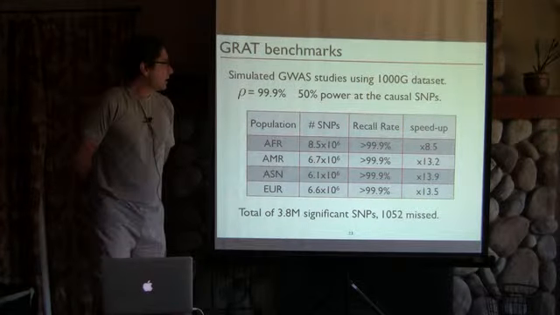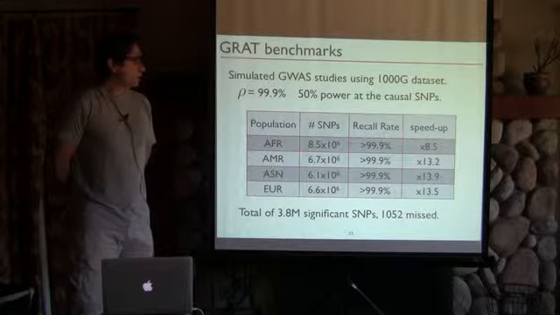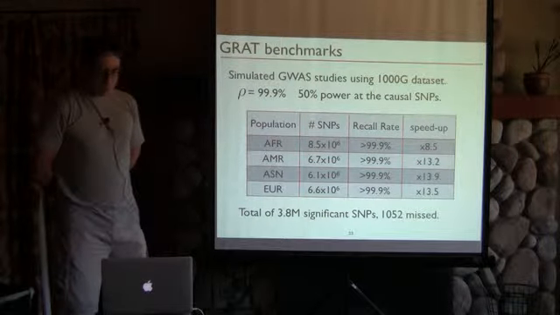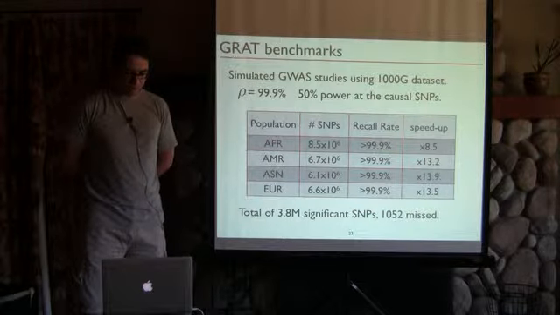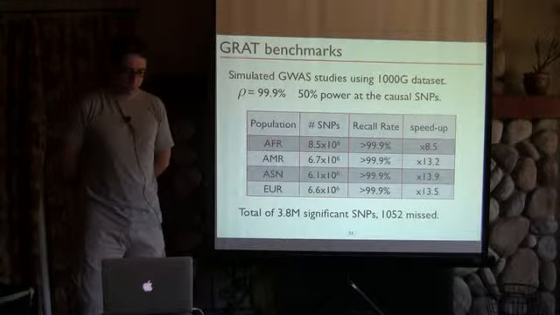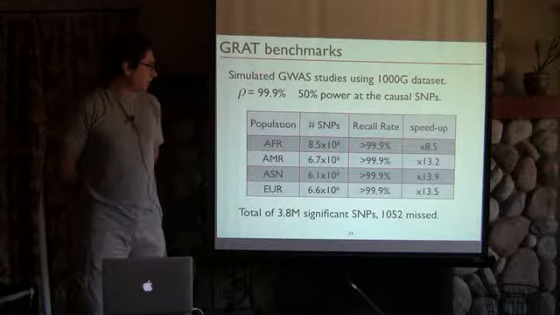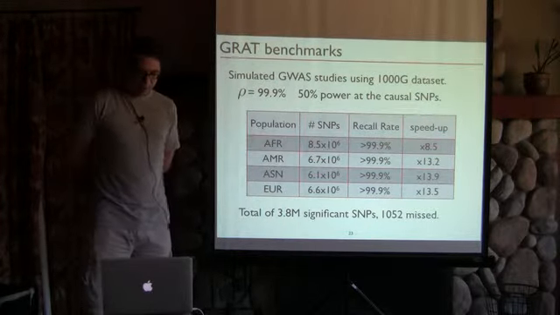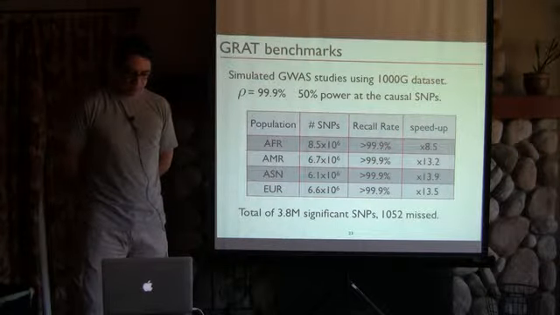Using this approach, we tested its performance in simulated genome-wide association studies. We used real SNP data. We simulated thousands of genome-wide association studies using the 1,000 Genomes data set. In each population, the number of SNPs is indicated in the second column. On average, we have between 6 to 8 million SNPs.